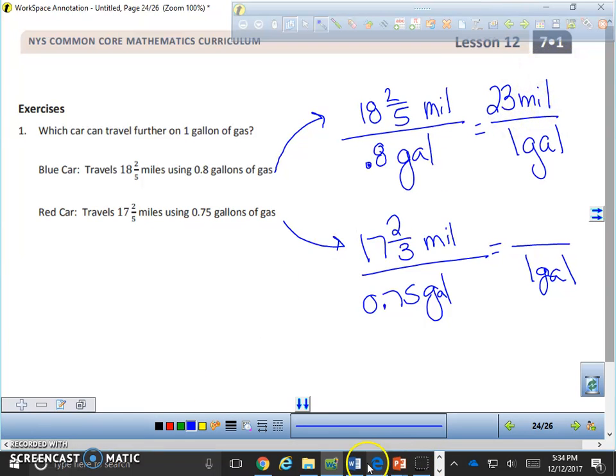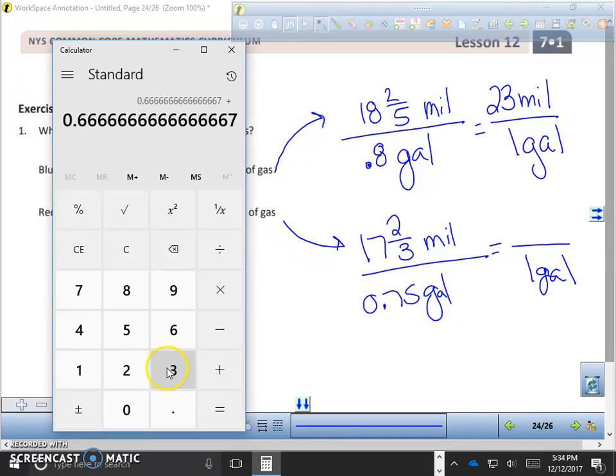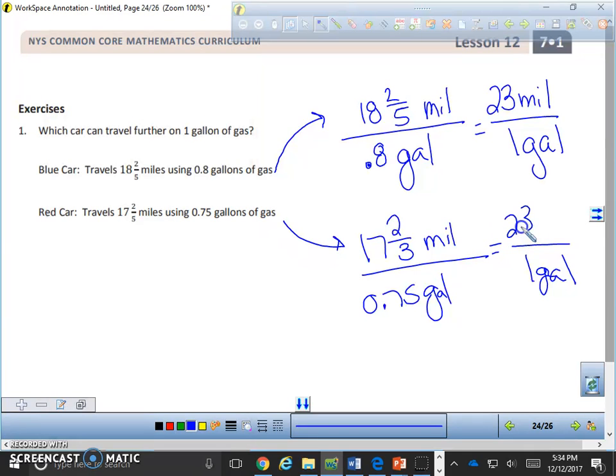Let's do our next one. Oh, I lost my calculator. There it is. Our next one. 2/3. 2 divided by 3. Add our 17 back in. Okay, now we have our 17 2/3. Divide by 0.75. And we get 23.56 miles in 1 gallon. Which car can go further? The red car.